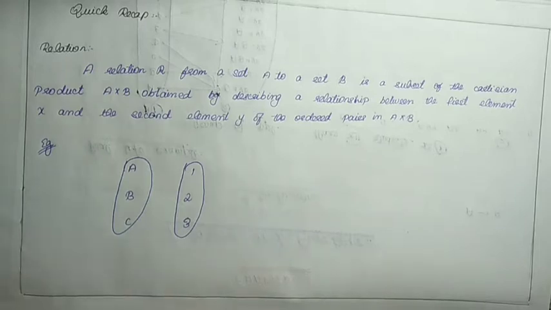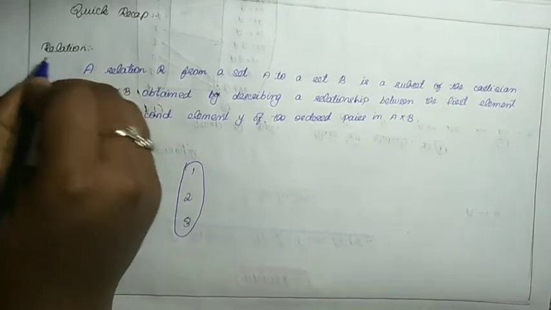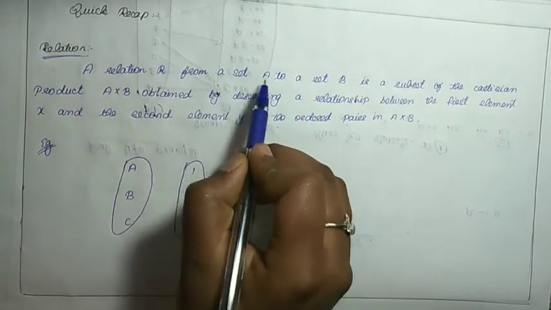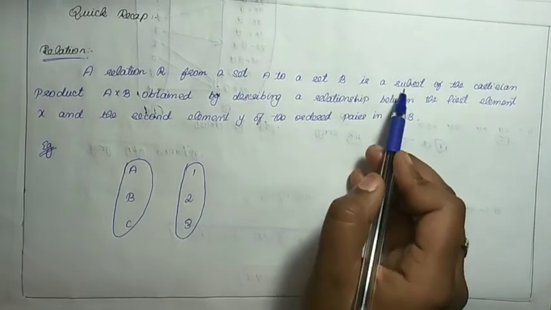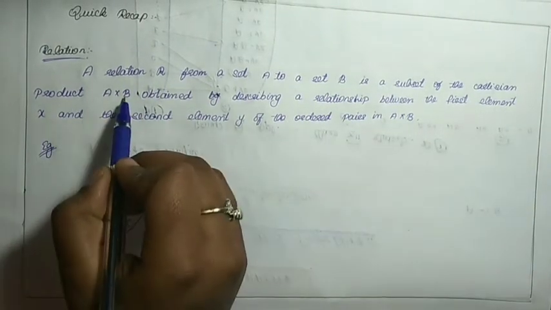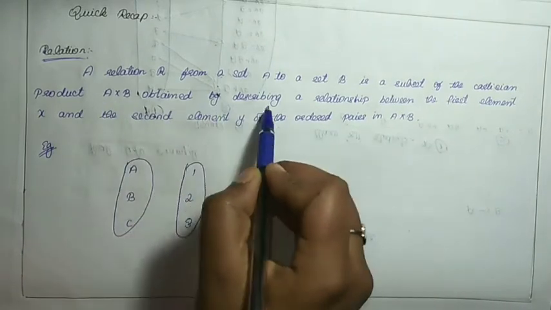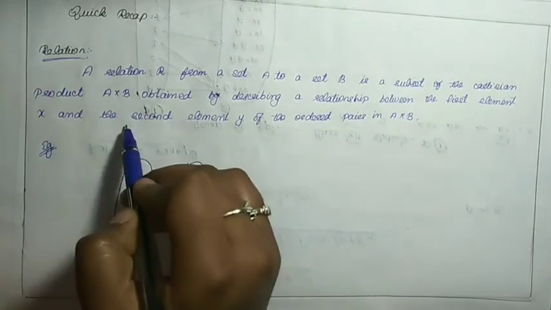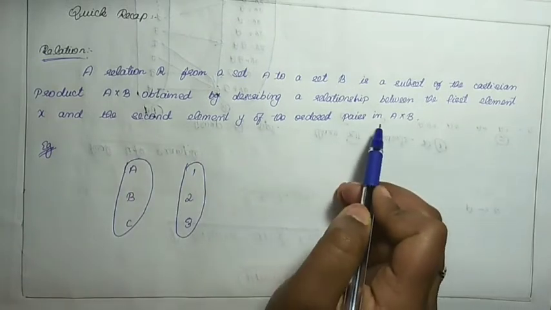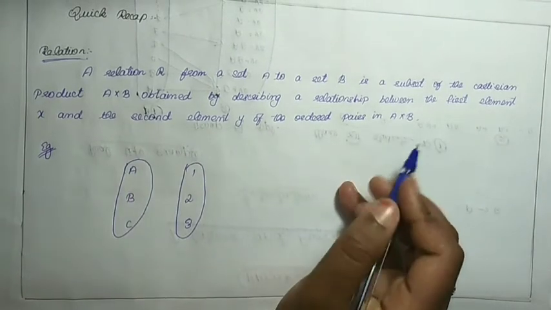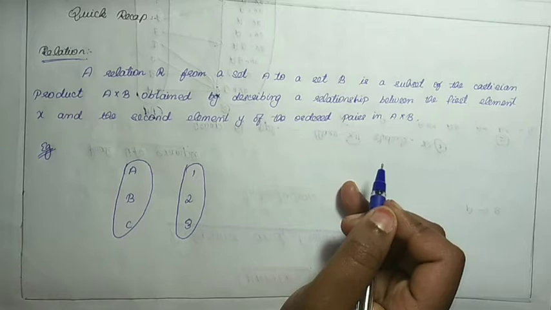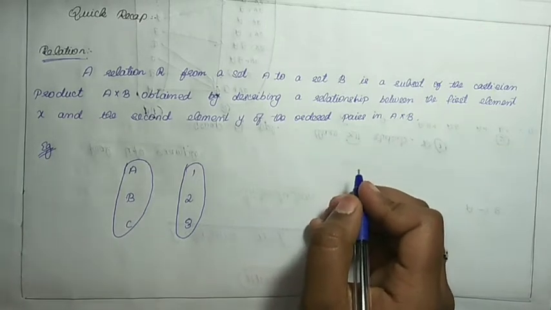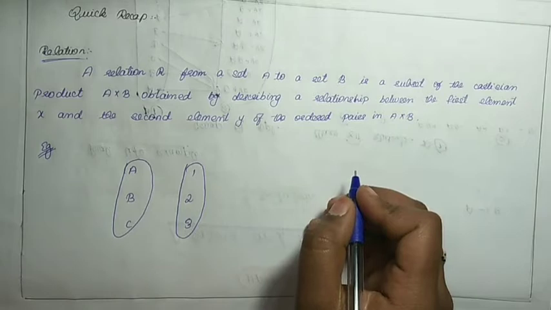First let us see the definition for relation. A relation R from a set A to a set B is a subset of the Cartesian product A cross B, obtained by describing a relationship between the first element x and the second element y of the ordered pairs in A cross B. As I said in the example, I'm just relating my set A to set B under a common procedure or common rule.